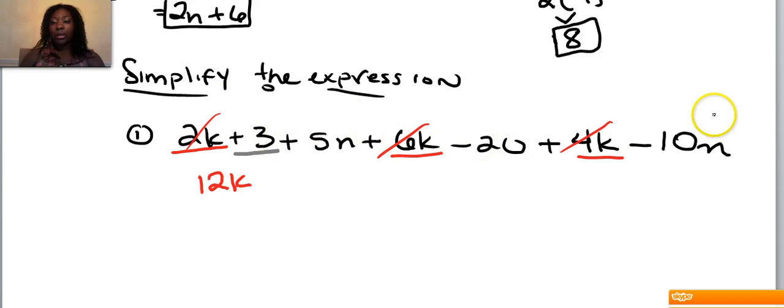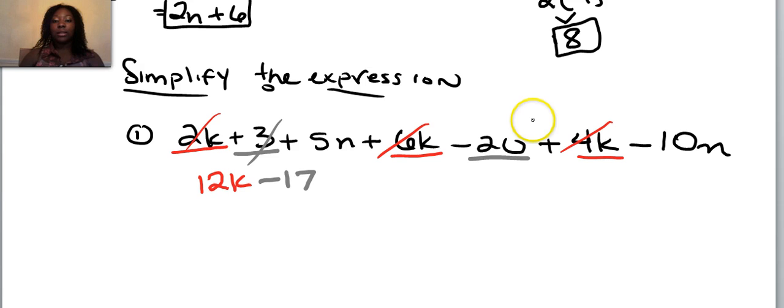I have 3. I have another number, 20. It doesn't have any variable, so those are like terms. Those are called constants because it's just a number. 3 minus 20 is negative 17. I'm done with that, so I just draw a line to scratch that out to remind myself that I'm done with it.